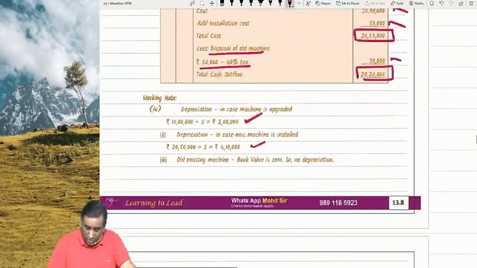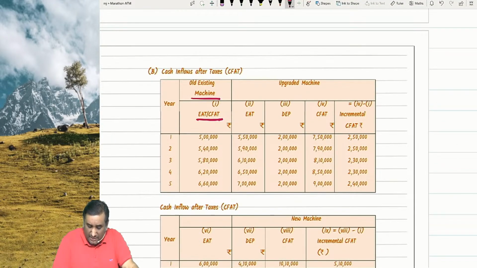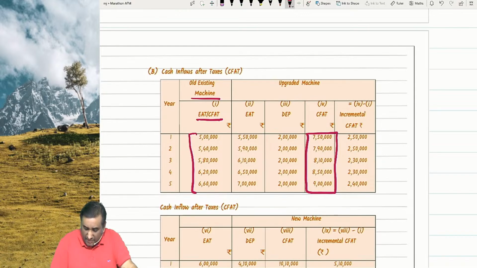Depreciation. So let me show you the answer. It was a general question, in fact. So for the old machine, EAT and CFAT are these. For the new machine, CFAT is this. So how did we get this CFAT?